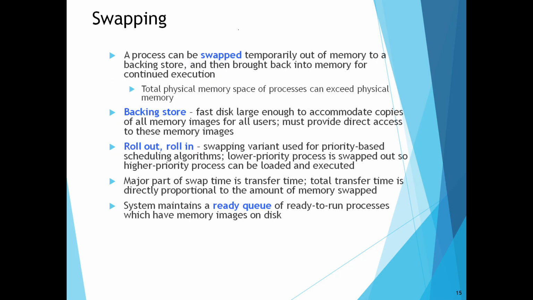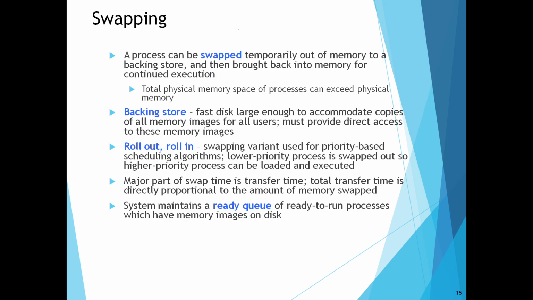We have swapping. The purpose of swapping is that whatever programs are not necessary in main memory will be swapped out into the backing store, and whatever program is needed will be swapped into the main memory. A process can be swapped temporarily out of memory to a backing store and then brought back into memory for continued execution. So that is swapping. Here we use the backing store. The backing store is a secondary storage device, a fast disk large enough to accommodate copies of all memory images for all the users.